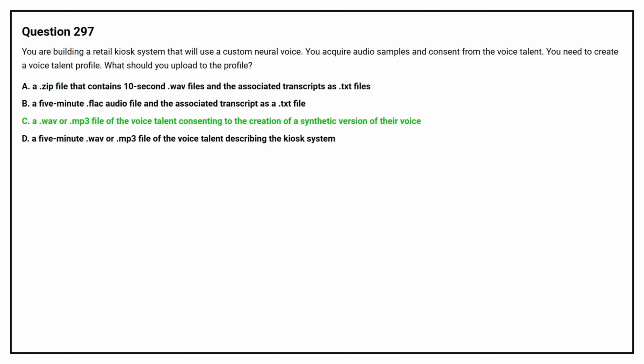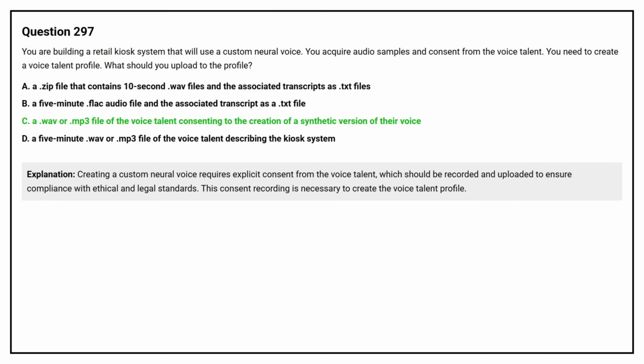The correct answer is option C, a .wav or .mp3 file of the voice talent consenting to the creation of the synthetic version of their voice. Creating a custom neural voice requires explicit consent from the voice talent, which should be recorded and uploaded to ensure compliance with ethical and legal standards. This consent recording is necessary to create the voice talent profile.